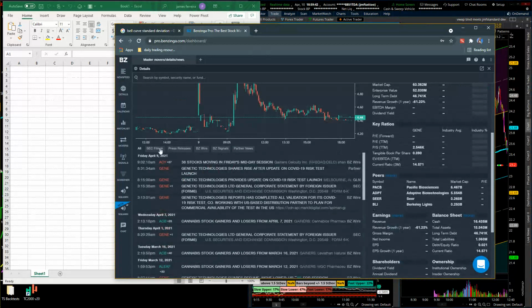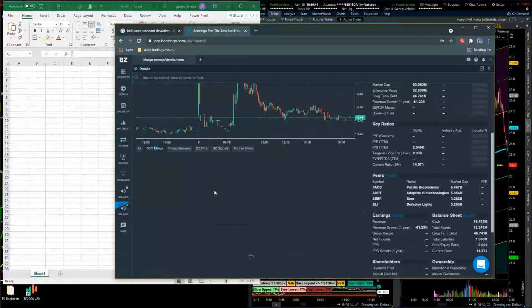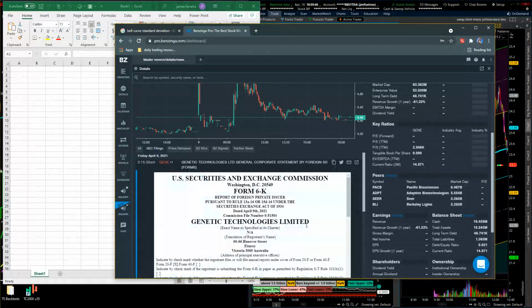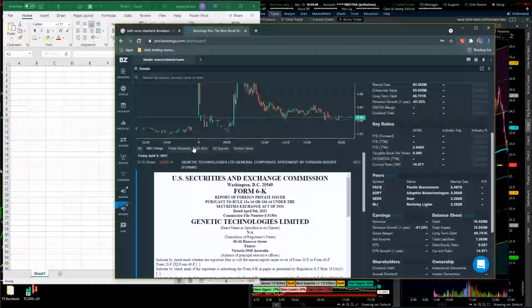And then this, boom, if you want to look at the SEC filings, all your SEC filings are right here. You literally just click it and it's right there on the screen. Yeah, Benzinga has everything. I really like it.